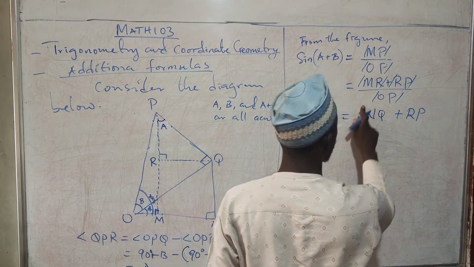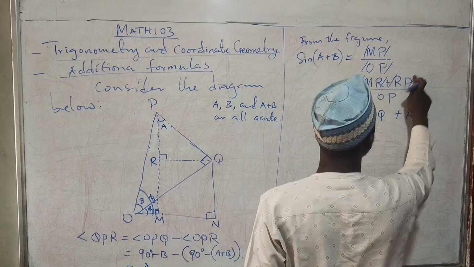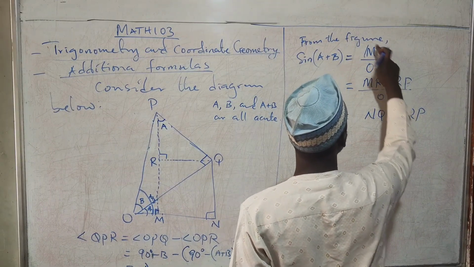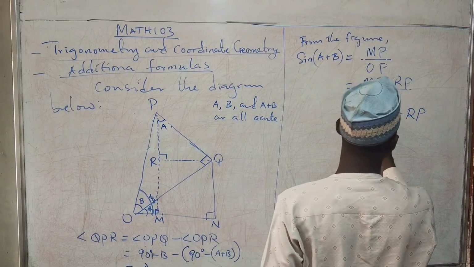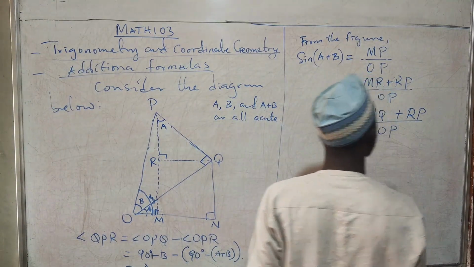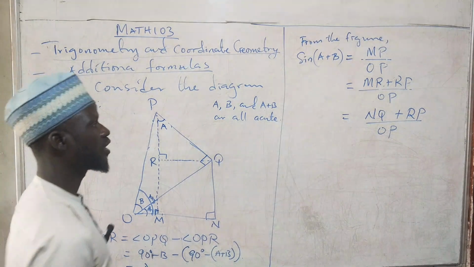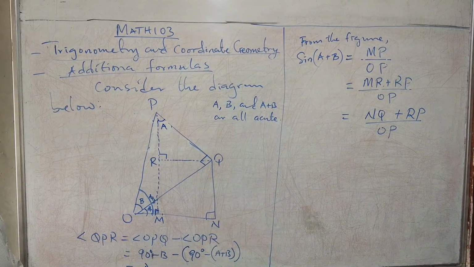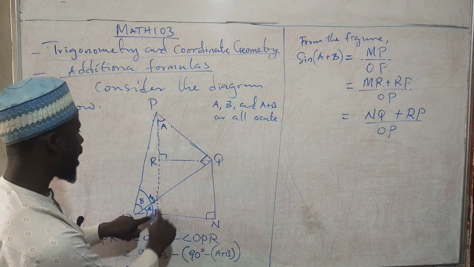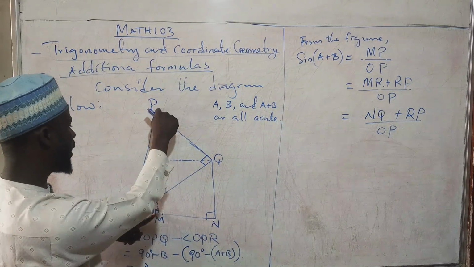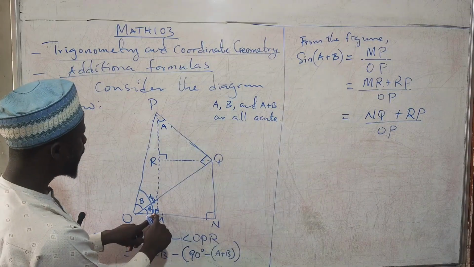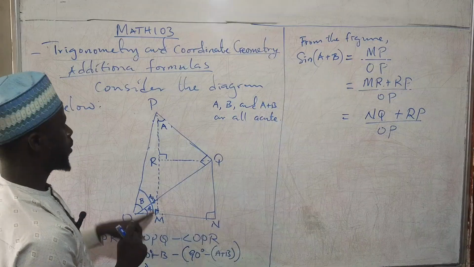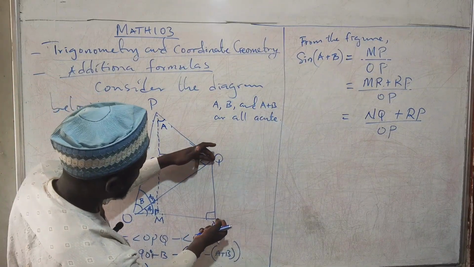For easy evaluation, let me use just the lines without noting the segments. I'm sorry about that. So let's go. This is over OP. We all know we are talking about line segments. So initially I have MP over OP, but MP is MR plus RP. But MR is equal to NQ.